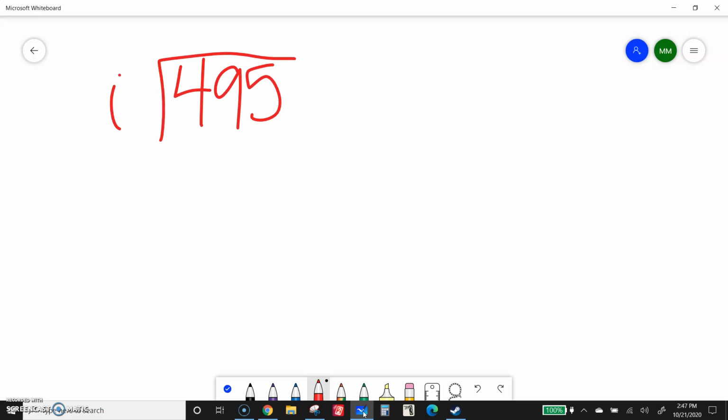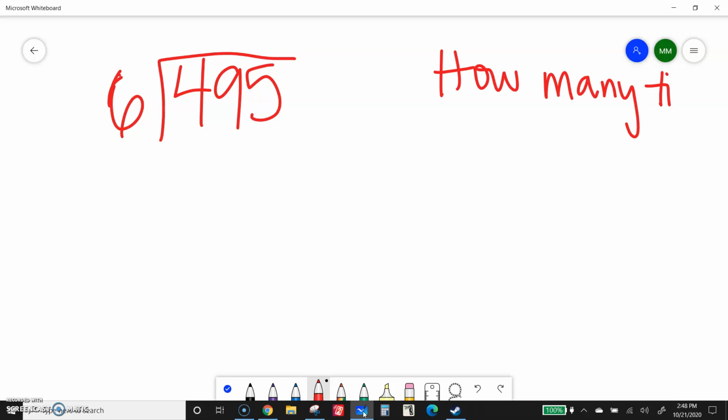I'm going to actually use the same problems I used before. So if I have 495 divided by 6, I'm not going to draw my line, but I'm going to look at how many times does 6 go into 4? Well, it doesn't. So I'm going to put an X up there.